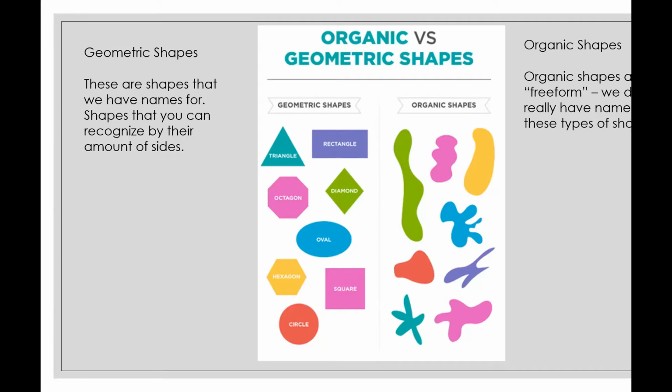All right. So when we're talking about shapes, you've got two types. You've got geometric and you've got organic. Geometric, once again, are the ones that you can easily identify and say, oh, that's a diamond. Oh, that's a hexagon. But an organic shape is something like a mud puddle or a cloud in the sky. You can't quite say that's a rectangle. You just look at it and you're like, yeah, that's a shape.